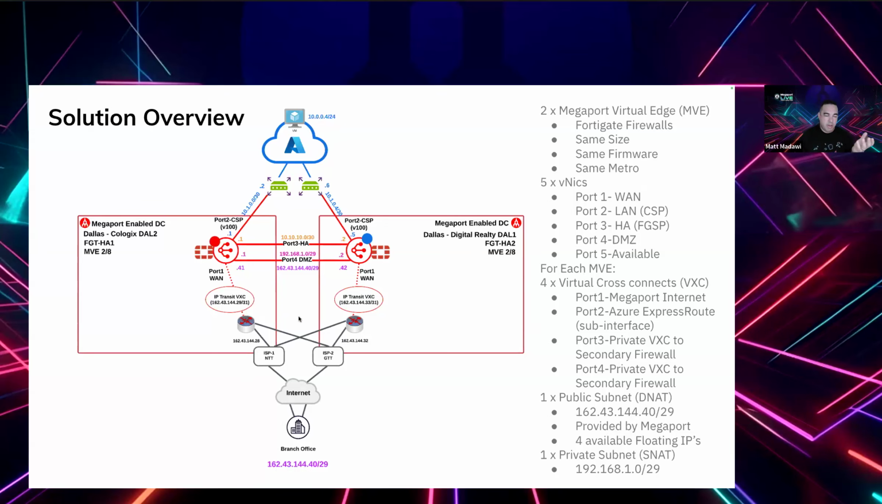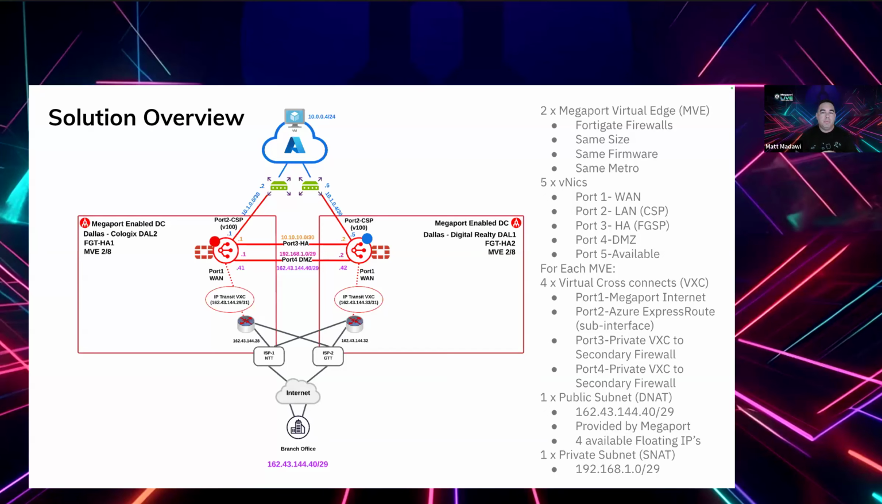So using Megaport Internet, we have a public subnet, and everything is passing through the firewall, so you have your security inspection. You also get advantages from a data egress standpoint because you're connecting privately to Azure. You're not going through the internet.